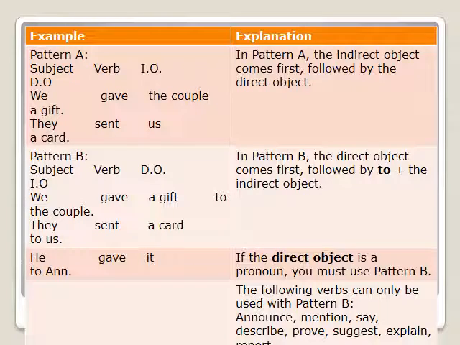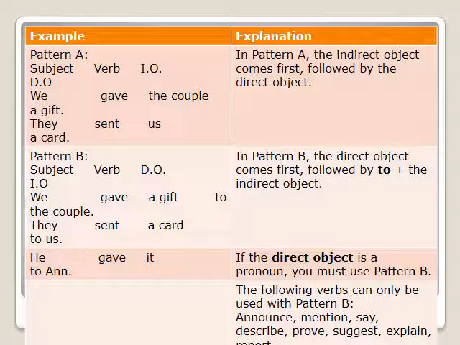Pattern B, we start off again, subject, verb, and then we have the direct object, and then we have the word to, and then we have the indirect object. So using the same example, we would say, we gave a gift to the couple. So to find the direct object, we say, we gave what? And the answer is a gift. Sorry, who got the gift? And the answer to that is the couple.